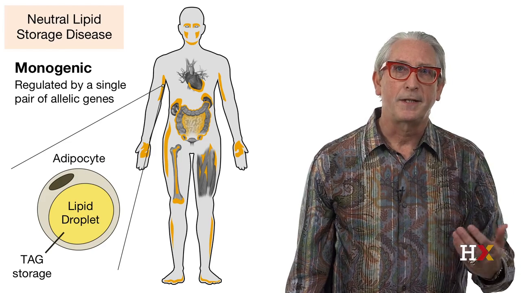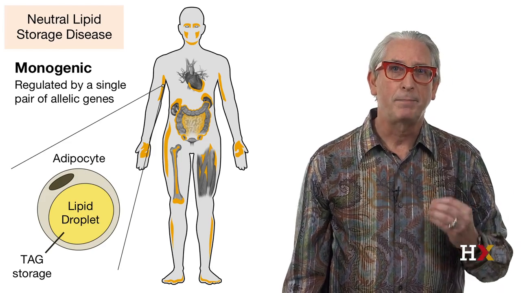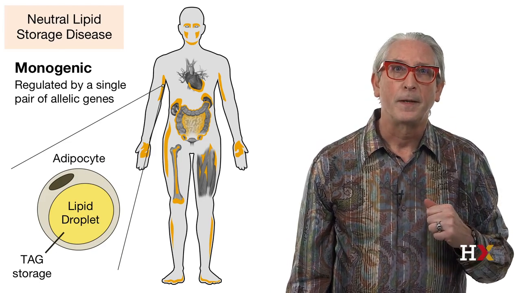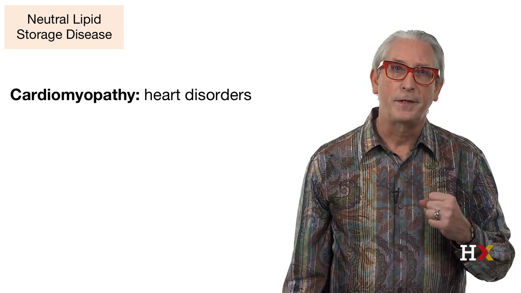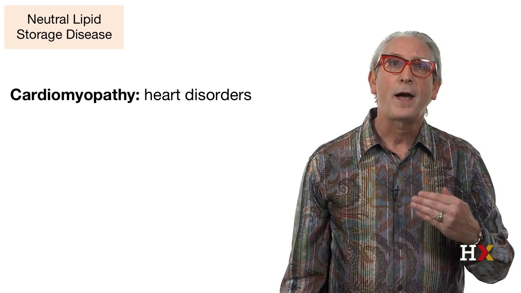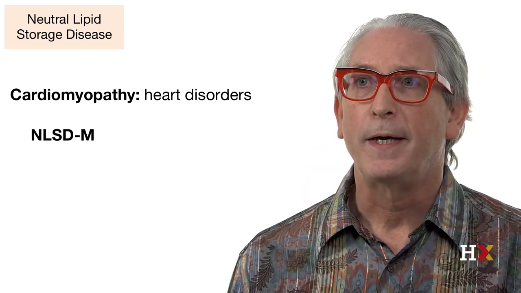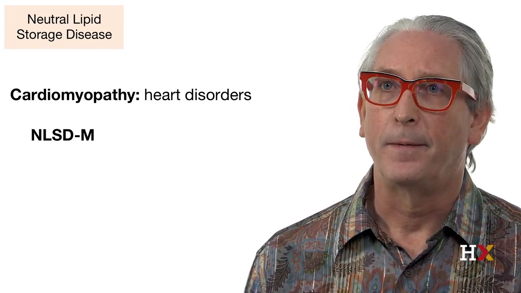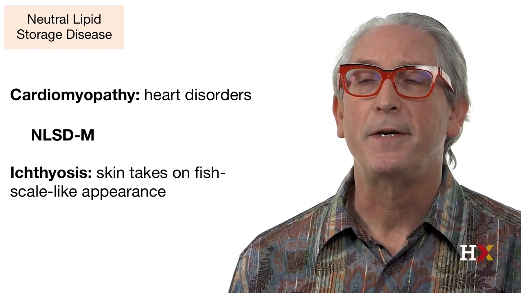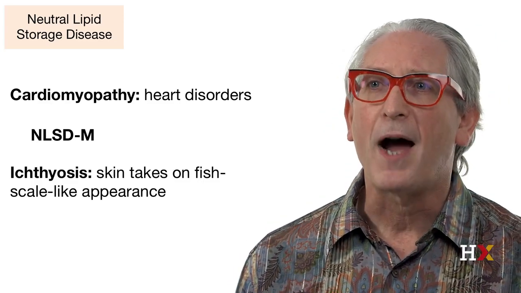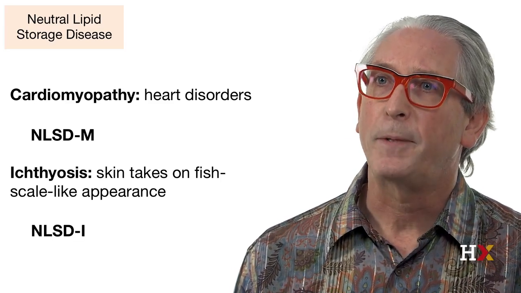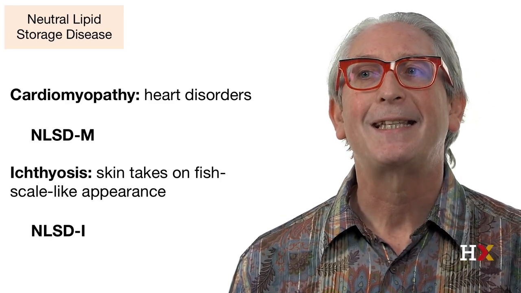Neutral lipid storage disease is considered a monogenic disease because it is associated with mutations that affect a single gene. There are in fact two forms of this disease. The first one is characterized by a type of heart disorder called cardiomyopathy. This subgroup is called NLSDM. The second type is characterized by ichthyosis, where the skin is dry and rough like fish scales. This subgroup is called NLSDI.